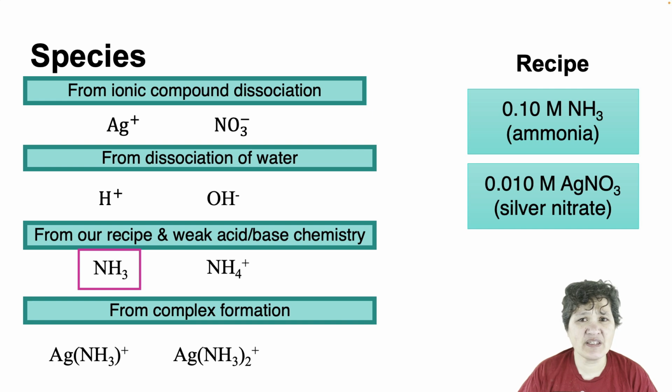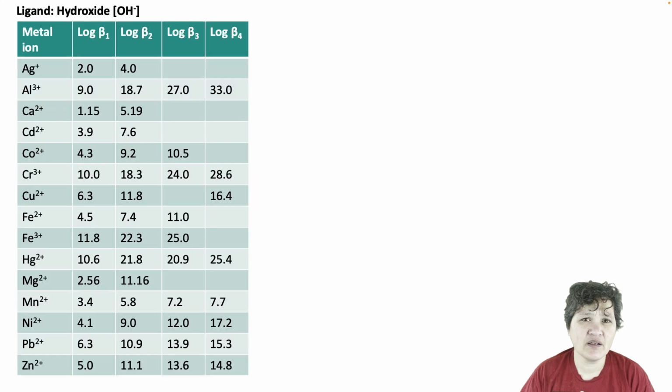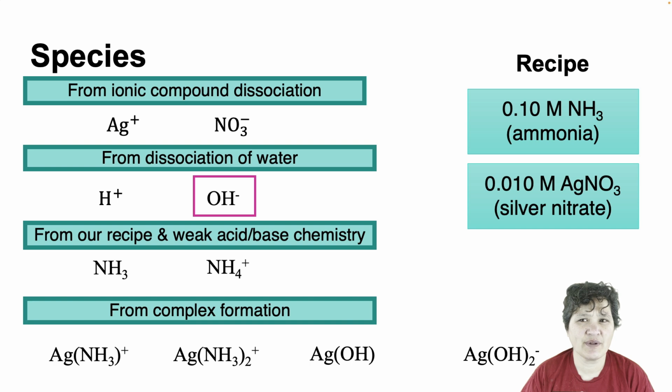But ammonia is not our only Lewis base. Hydroxide also is a Lewis base, so we need to check to see if silver forms hydroxide complexes. Again, we look at our table and we see two entries for silver hydroxide, a complex with one ligand and a complex with two ligands. So again, we have two complexes.